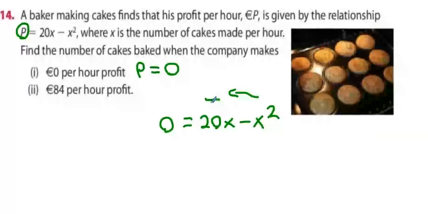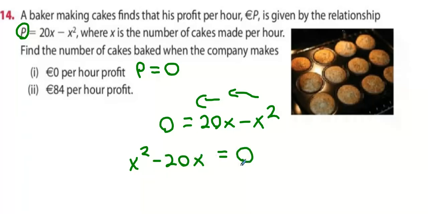So you're going to move them both over. So what happens then? x squared minus 20x equals 0. Now it's been a while since we did one of these. What letter do they have in common? What's left over then?